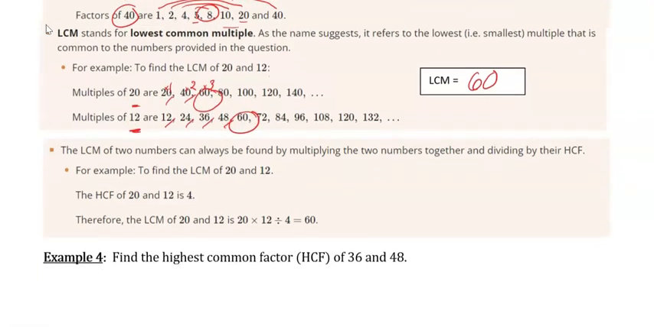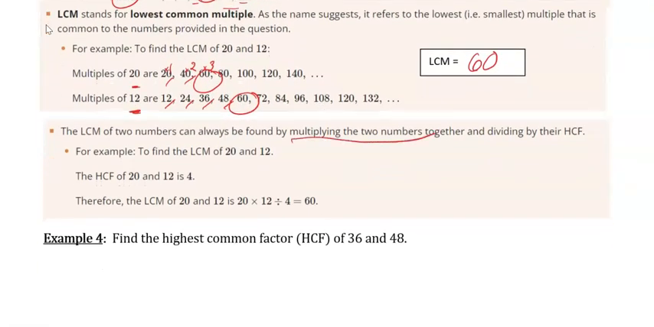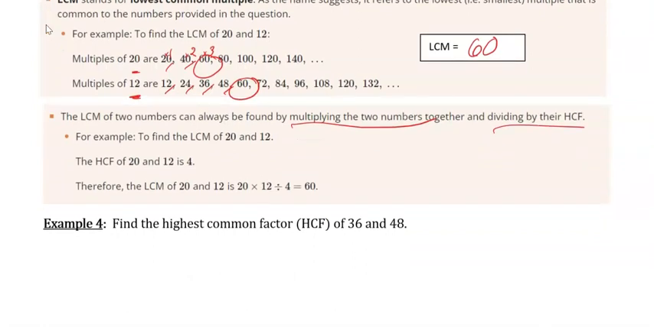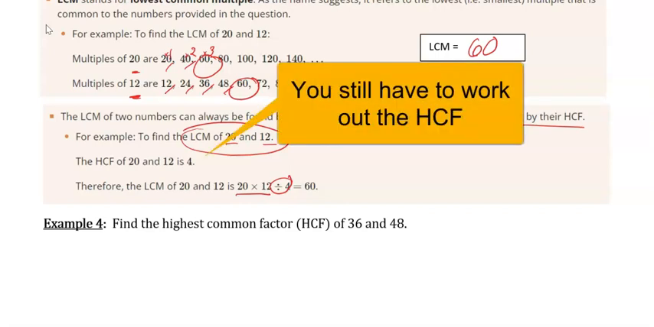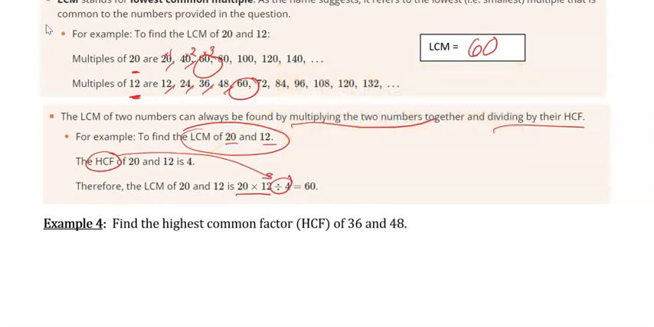The lowest common multiple of two numbers can always be found by multiplying the two numbers together and dividing by the highest common factor. To find the lowest common multiple of 12 and 20, we can multiply these two numbers together, and then divide by 4. So these are the two numbers. I'm going to multiply them by each other, and that's going to give me a multiple, but it's not going to be the lowest common multiple. The next step is to divide by the highest common factor, and that's where the 4 came in. So that's another way to do the same thing.